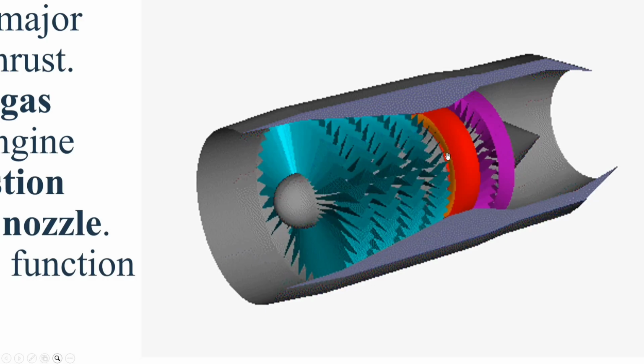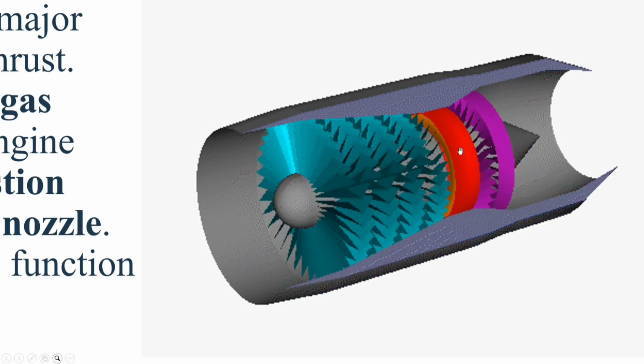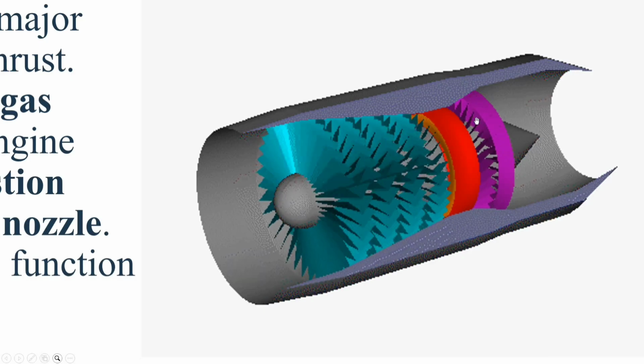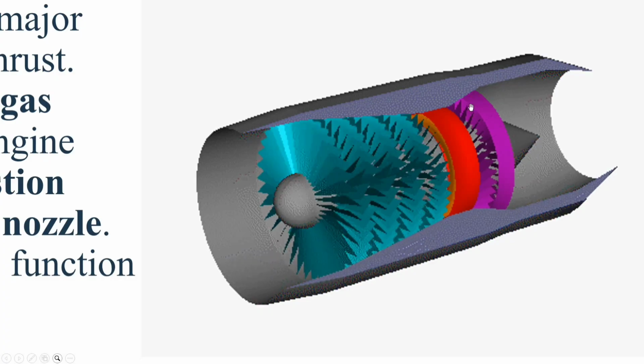Inside the combustion chamber, fuel is introduced into the compressed air and ignited, creating a continuous and controlled combustion process. The result is a flow of high-energy gases with greatly increased temperature and velocity. These hot gases flow next into the turbine section. The turbine extracts a portion of the energy from the gas stream to drive the compressor through a connecting shaft. This energy transfer allows the engine to operate continuously once it has started.